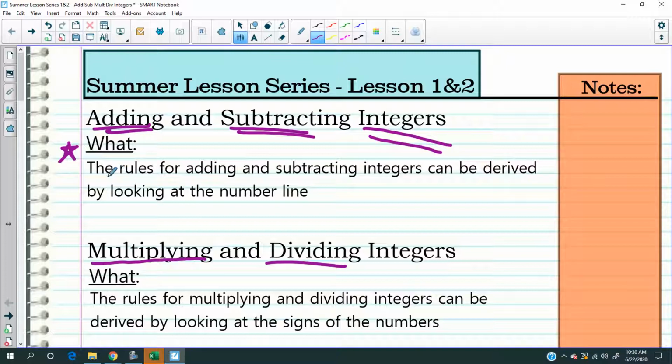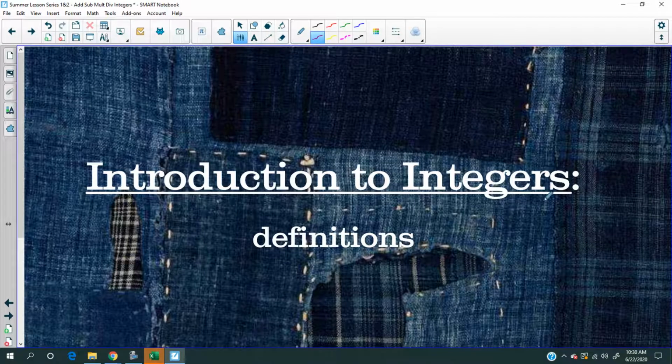How do you do it? Well, the rules for adding and subtracting integers can be derived by looking at the number line. So here's what we're going to do. You might want to write this down: Introduction to integers, Definitions. Press pause and copy this down.